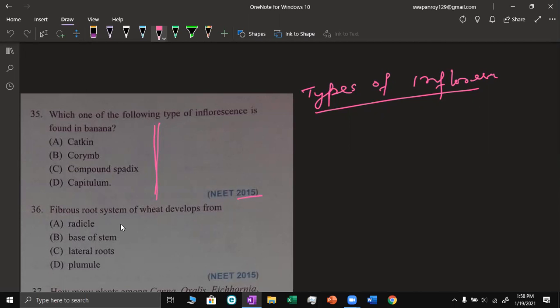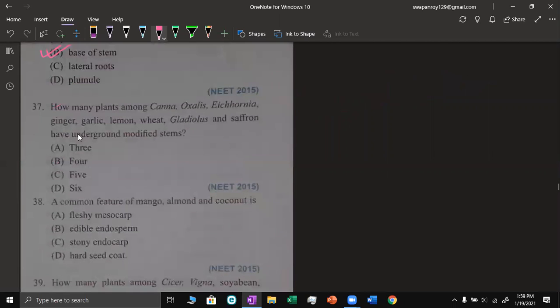And next: the fibrous root system of wheat develops from where? This is from the root. The fibrous root system develops from the base of a stem. Next question: how many plants among these have an underground modified stem?